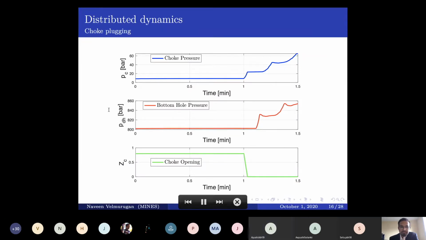Yes, sir. Perfect. So here is the simulation, or an example of the same simulation, right?